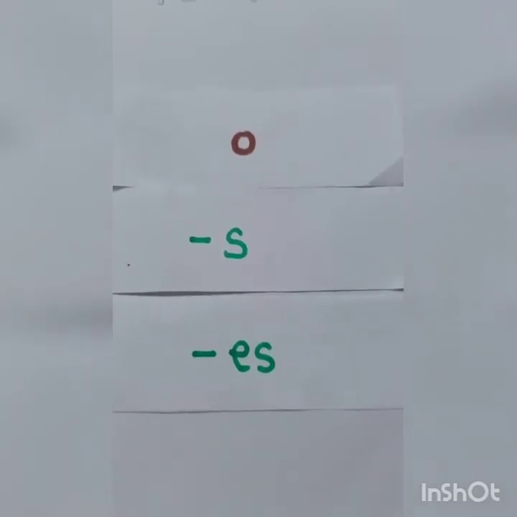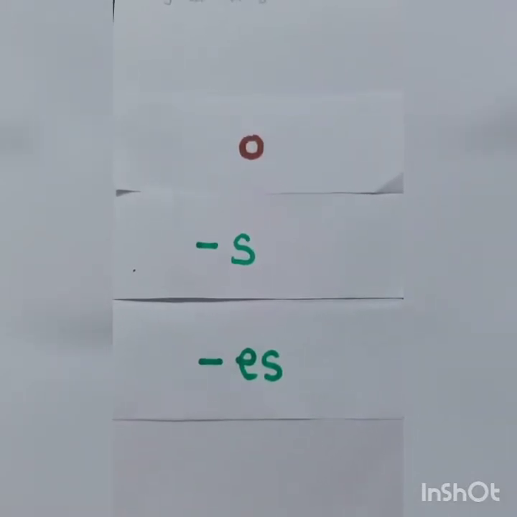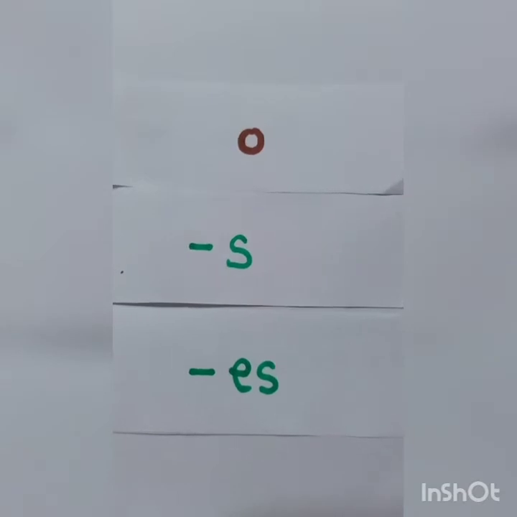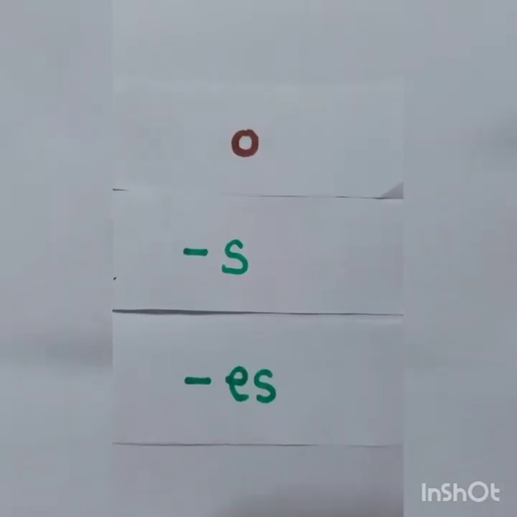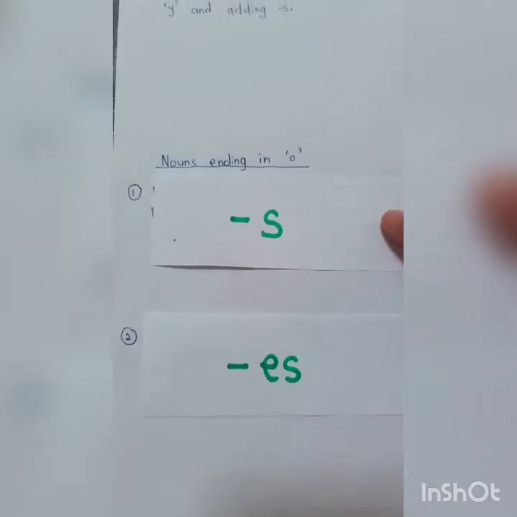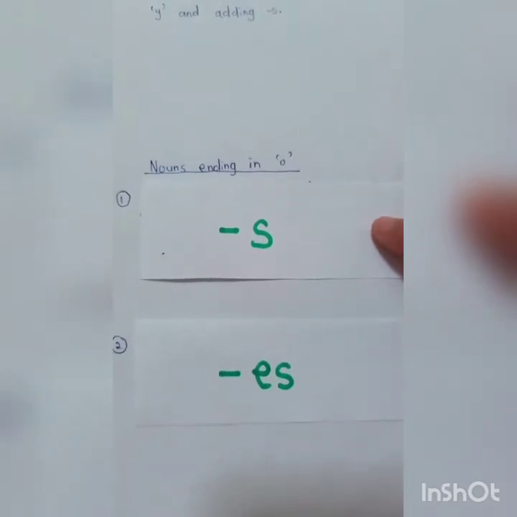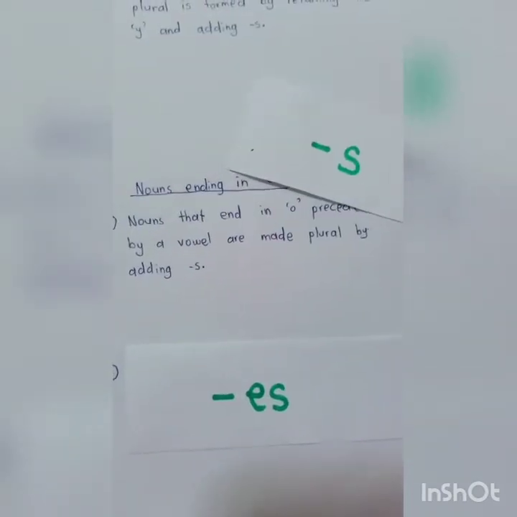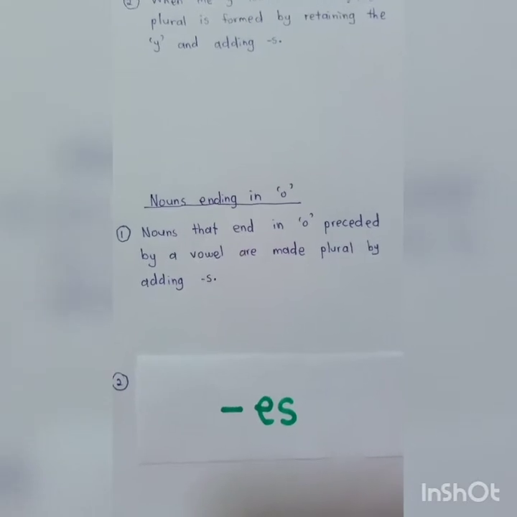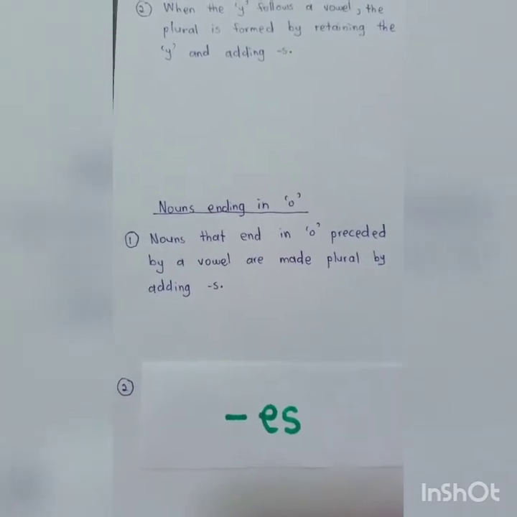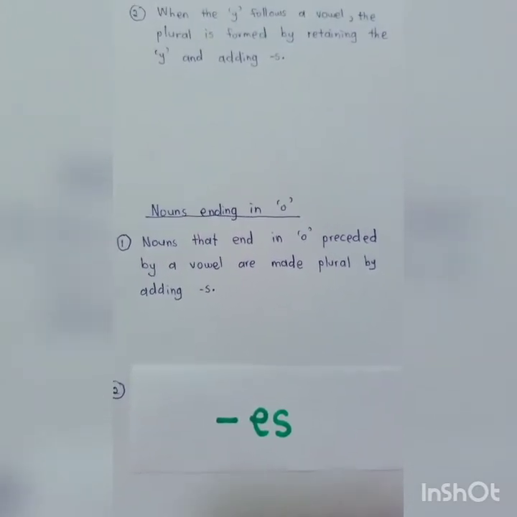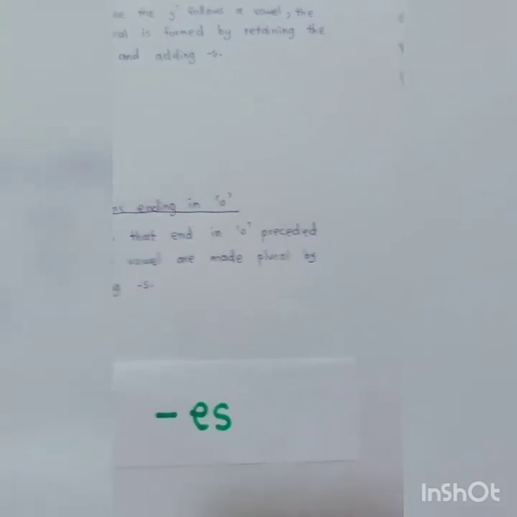Alright, the last rules for the plurals of regular nouns is nouns that end with O. There are two rules for nouns that end with O. The first one, you just have to add s at the end. The second one, you just have to add es at the end. Alright, the first one, nouns ending in O that you just have to add s at the end. So nouns that end in O preceded by a vowel are made plural by adding s. So kata nama yang di akhirnya O dan sebelum O itu adalah vowel A, E, I, O, U, you just have to add s. So let's give an example.